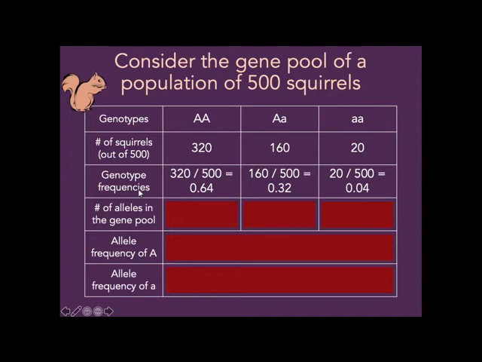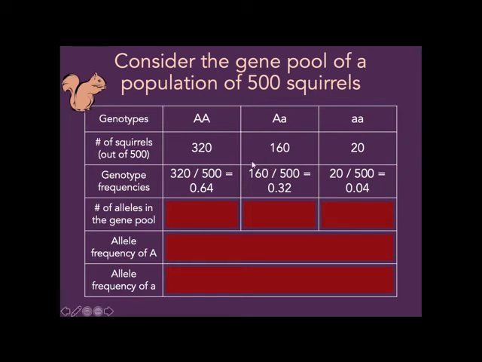Again, when we're saying genotype frequency, we want to know how frequent big A, big A, big A, little a, and little a, little a are in the population. So big A, big A is found with a frequency of 0.64, big A, little a is found with a frequency of 0.32, and little a, little a is found with a frequency of 0.04. Okay?